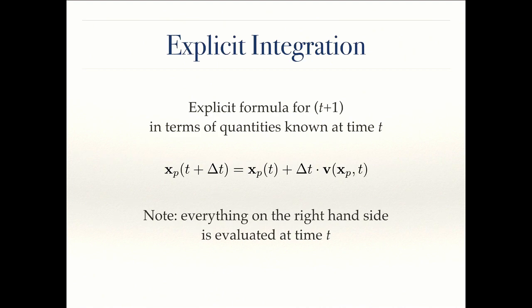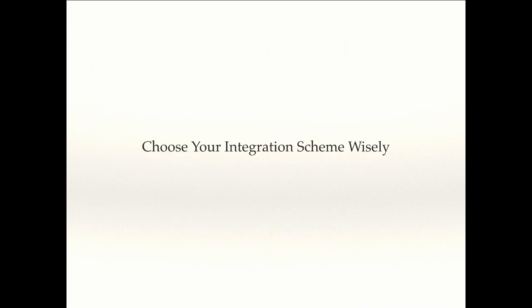So there's explicit integration. There's two types of temporal integration we usually consider, and that's explicit integration and implicit integration. So explicit integration, we have some explicit formula for time t plus 1 in terms of quantities that were known at t. So this is our old friend, the Euler integrator, where we've expressed the position at time t plus delta t in terms of the previous position at t and the previous velocity at t. Everything on the right-hand side is evaluated at time t.